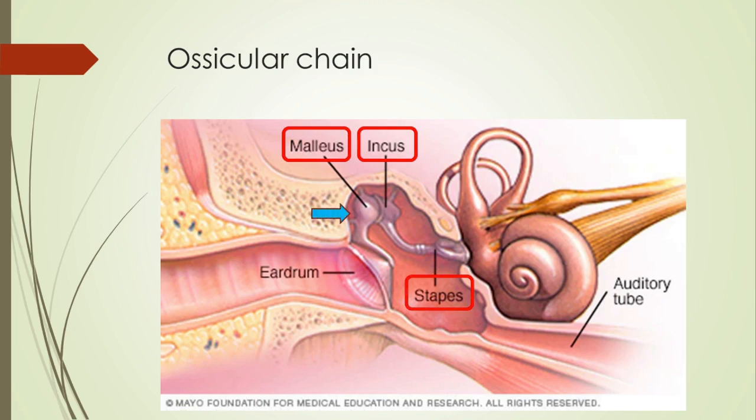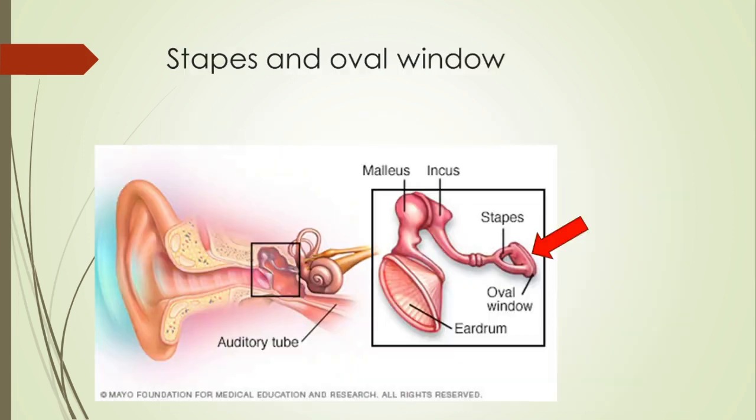Malleus is attached to the eardrum at one end and the other end of the malleus is attached to incus. Incus connects malleus and stapes. Stapes is connected to the inner ear. So here you can see that the ear ossicles are arranged in the form of an ossicular chain that connects the external ear with the inner ear like a bridge.